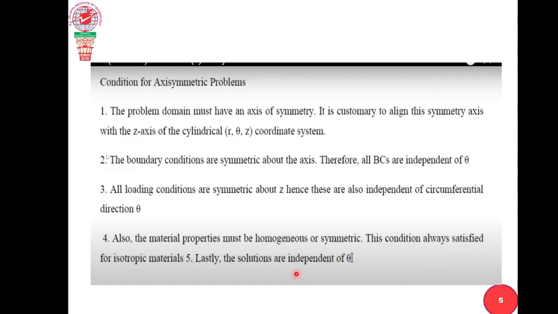Understood? Keep this in mind. All axisymmetric problems are 2D, not 3D. The variation along the circumferential direction, that is the theta direction, we are going to neglect. We are only considering the variation in the r and z directions, not in the theta direction. That's why it becomes 2D.